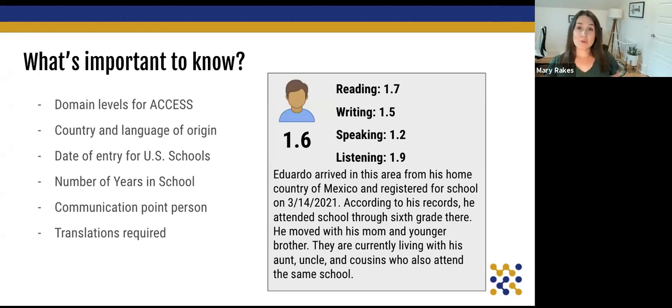So for Eduardo, he moved with his mom and younger brother, and they're currently living with the aunt, uncle, and cousins who are also attending our same school. So that's going to be really, really helpful for us to know because we hopefully already have a relationship with the family that Eduardo is living with. That's going to help streamline some of the communications as we go forward. It's going to help us onboard his family to the school. It's going to help us connect with the younger brother as well and know how to support them best.